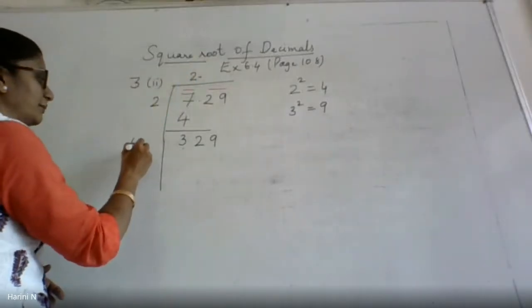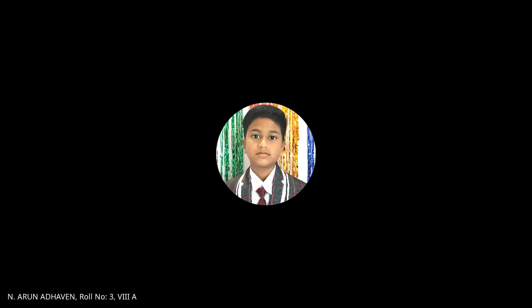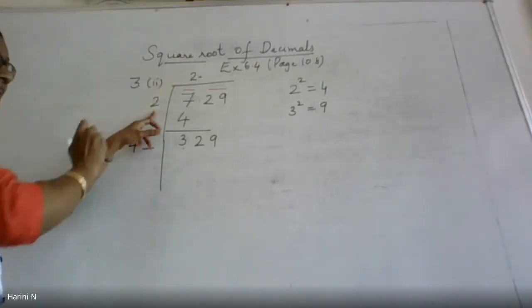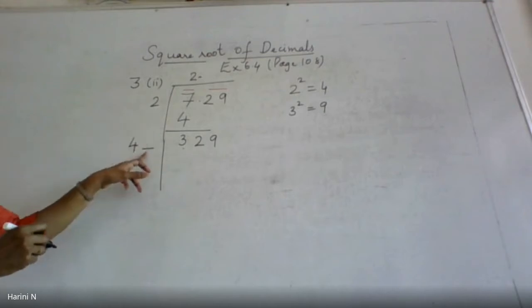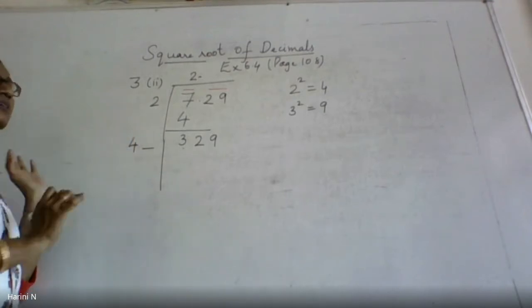Double the divisor, so it becomes 4, and put a dash here. Sorry, I said quotient, but we double the divisor only. Then put a dash here, which will be any number which you have to multiply and get.